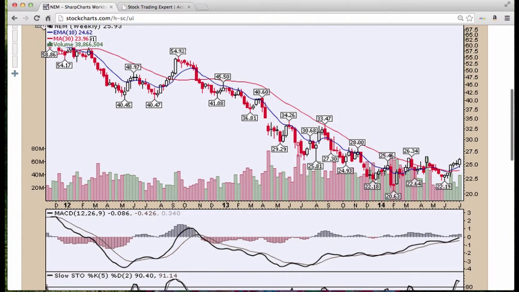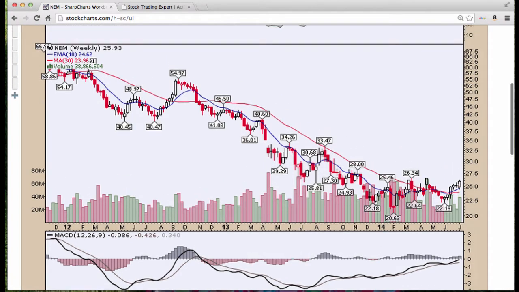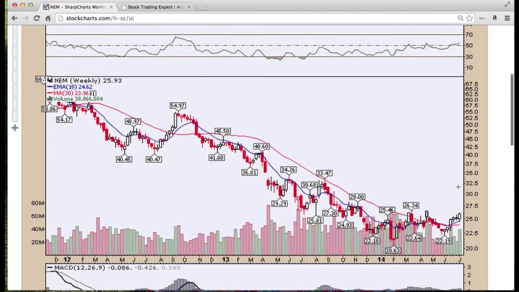The weekly, look at the long downtrend here, and prices along with the moving average starting to move above the 30 period. So we are long now. Look at the volume here. Price action is looking very good on Newmont on the daily and the weekly.